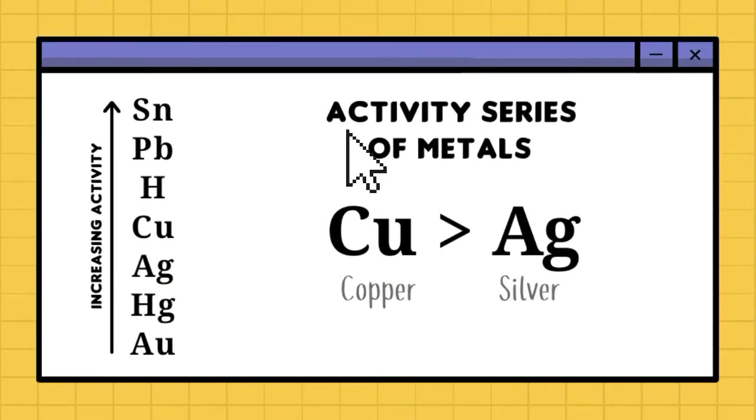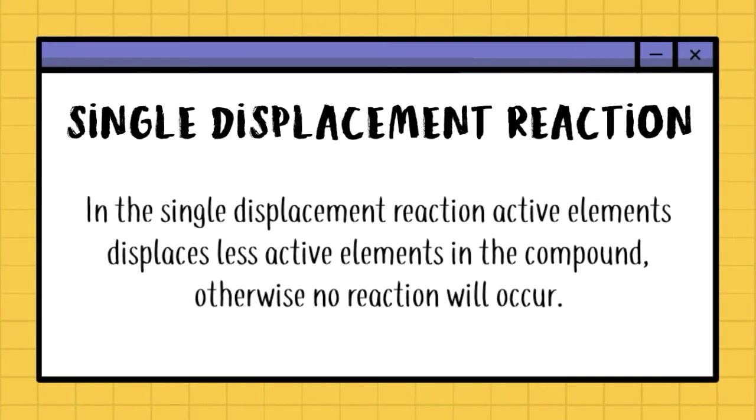We know this by looking at the activity series of metals. The least reactive elements are down here at the bottom, and the most reactive ones are found at the top. Copper here is just above silver, hence it displaces it to form new products. In the single displacement reaction, active elements displace less active elements in the compound, otherwise no reaction will occur.